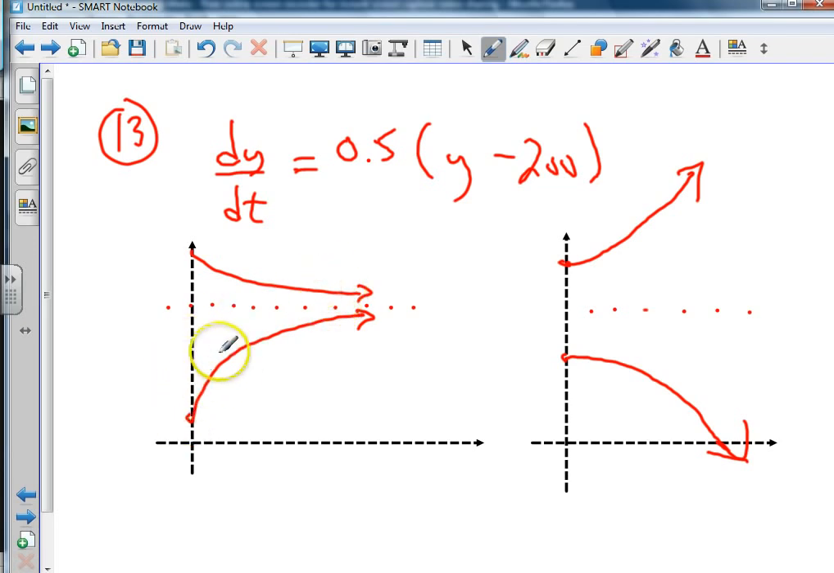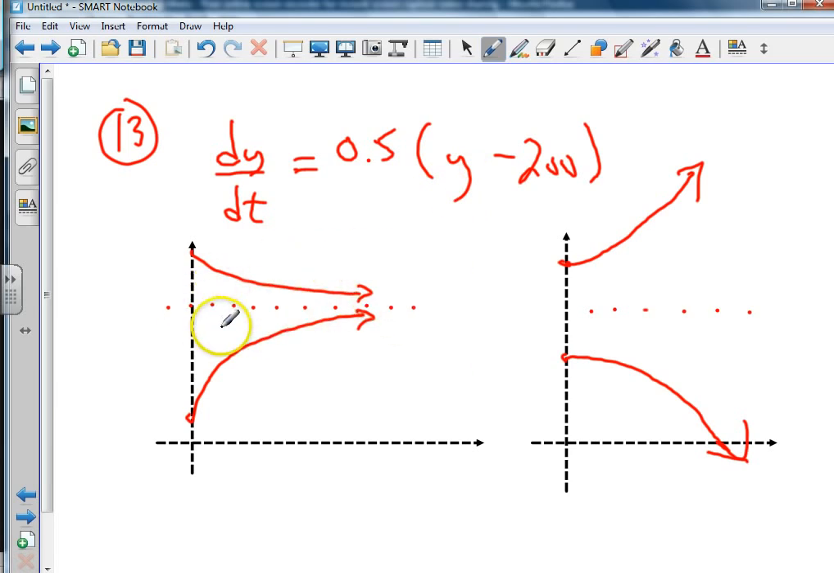So when it's approaching this, it looks like Newton's law of heating and cooling. When it's this one, it's not heating and cooling, it's something else. Notice, what if you plug in 200? What if you start at 200? What happens? Your initial condition is y of 0 is 200. So what's the growth rate dy dt when y is 200? 0. So if you start at 200, you're stuck at 200, right?